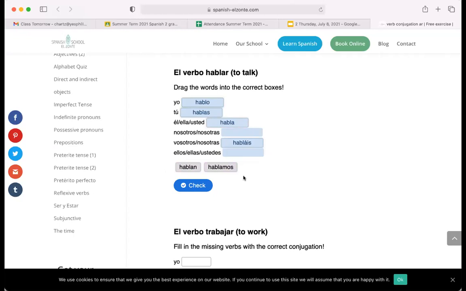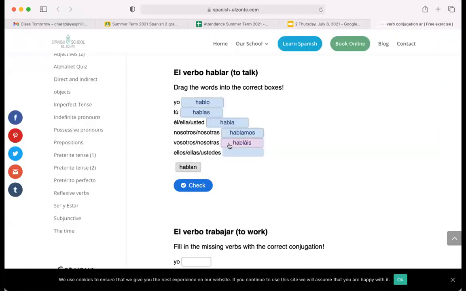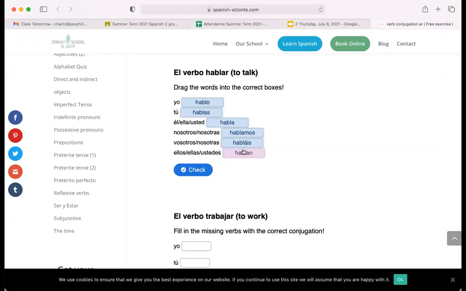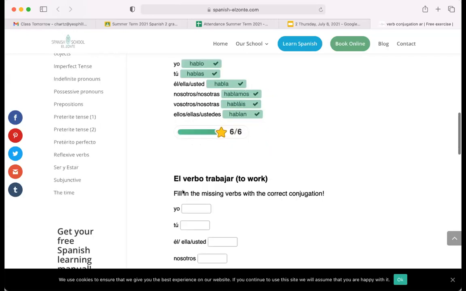It would be the second one? Yep. Because if you look at your chart here, you can see that for nosotras or nosotros, we add almost to the end of the stem. And then obviously it's this one. And you can see from this one how they all have the same stem. They all have HABL at the beginning. You see that? And you see how you just add the endings on. So we'll check it. Yep, we were right.